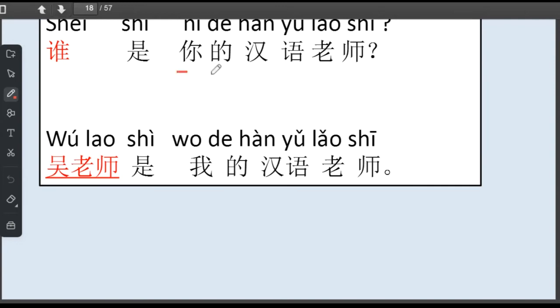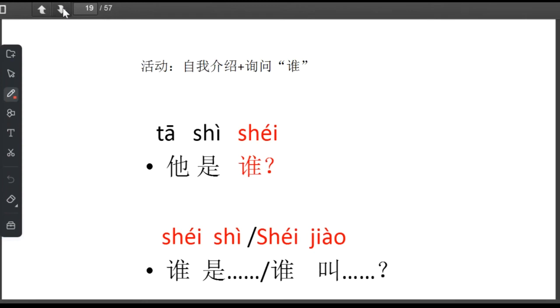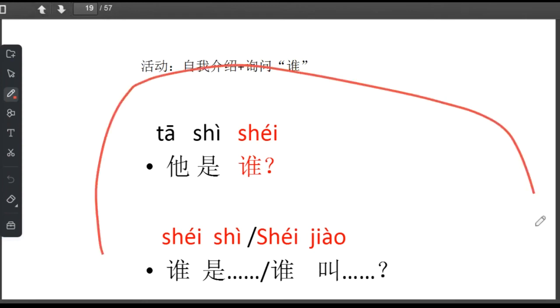Now please read this. 谁是你的汉语老师？吴老师是我的汉语老师。Because when you ask the question, normally we will not say, who is my Chinese teacher? This is a dialogue, right? So the dialogue should be, who is your Chinese teacher? Then answer, 吴老师 is my Chinese teacher. Can you understand? Okay, you can do this practice.